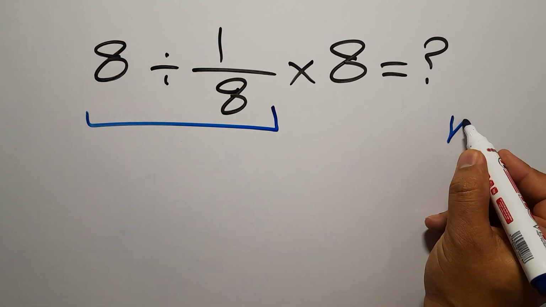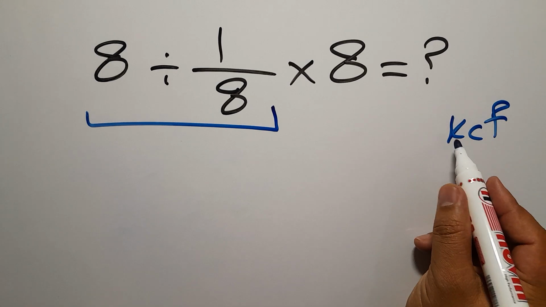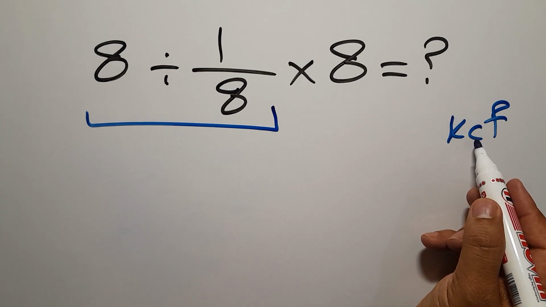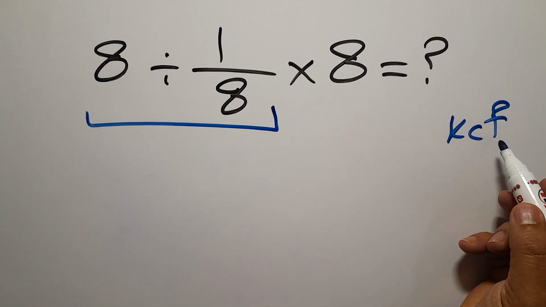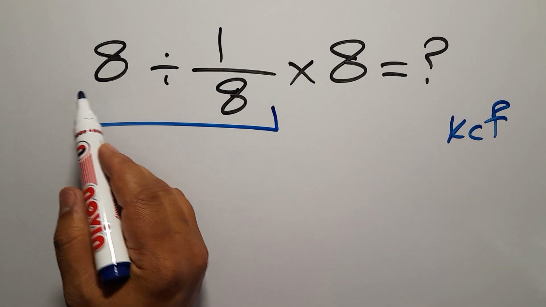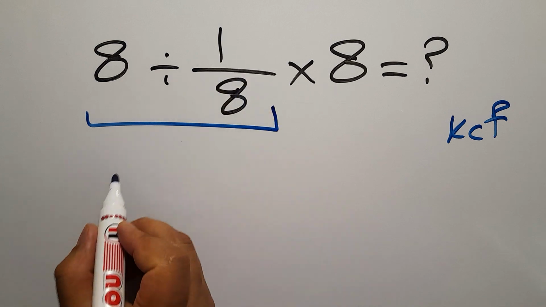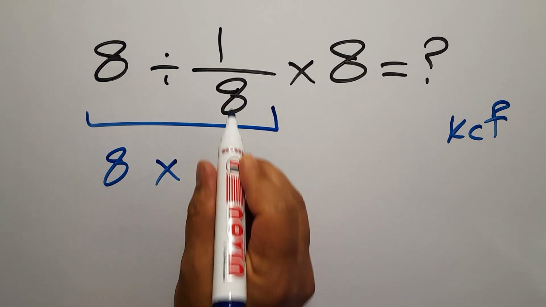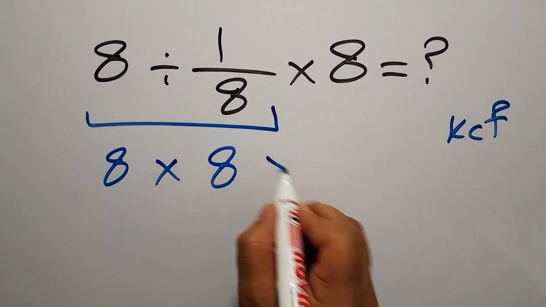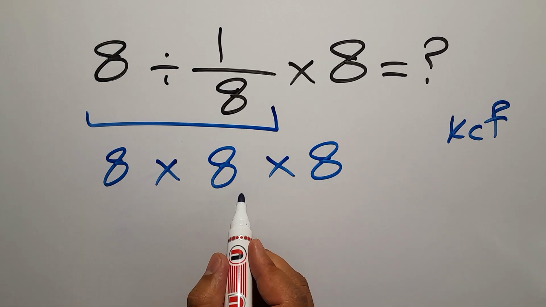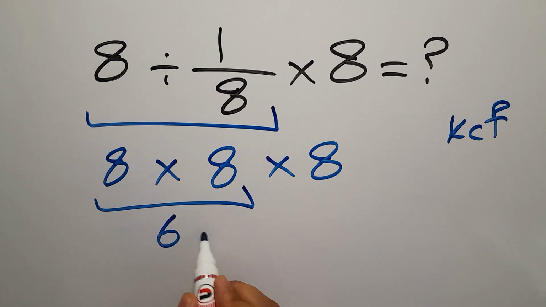According to the KCF rule, K stands for keep, C stands for change, and F stands for flip. Keep the first fraction, change division to multiplication, and flip the second fraction. So we can write 8 times 8, and again we have here times 8. 8 times 8 gives us 64.